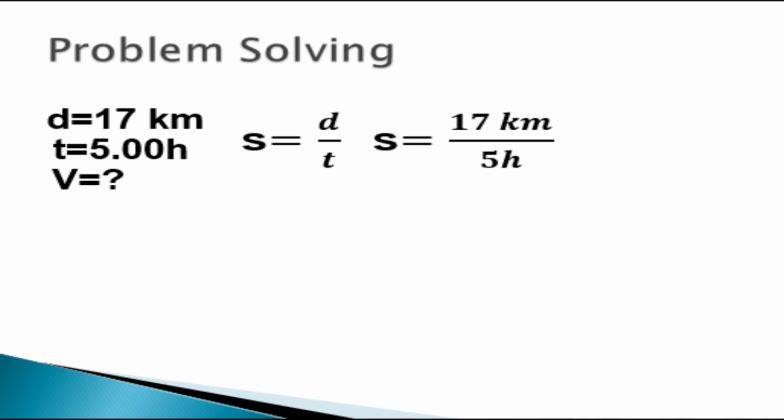And then S is equal to the value of the distance, which is 17 kilometers, divided by the time, which is 5 hours. So 17 divided by 5. So the speed of the man is 3.4 kilometers per hour. So that means that the man can travel 3.4 kilometers every hour. The man covered 3.4 kilometers every hour.